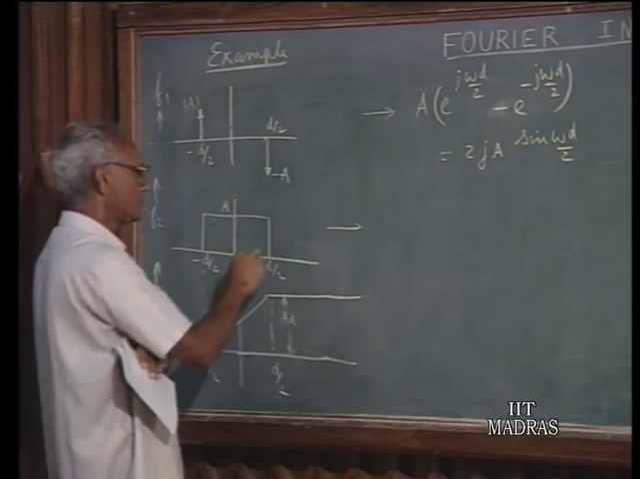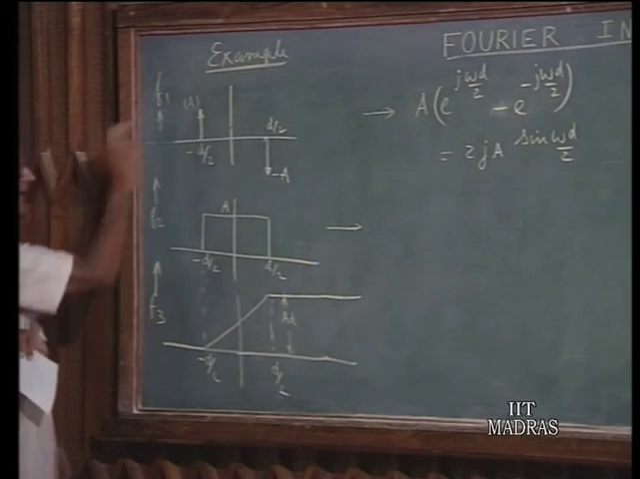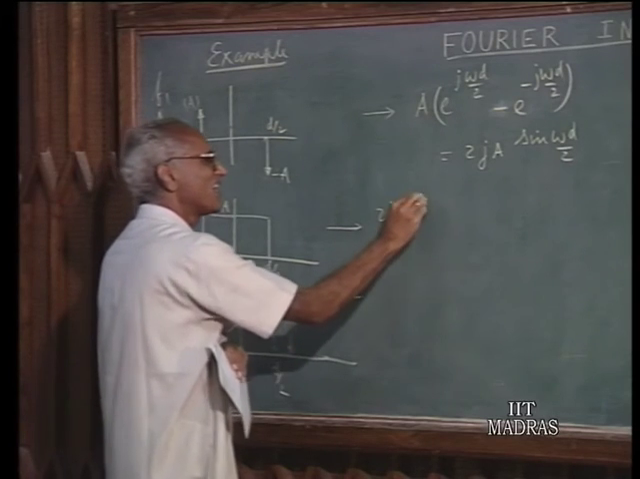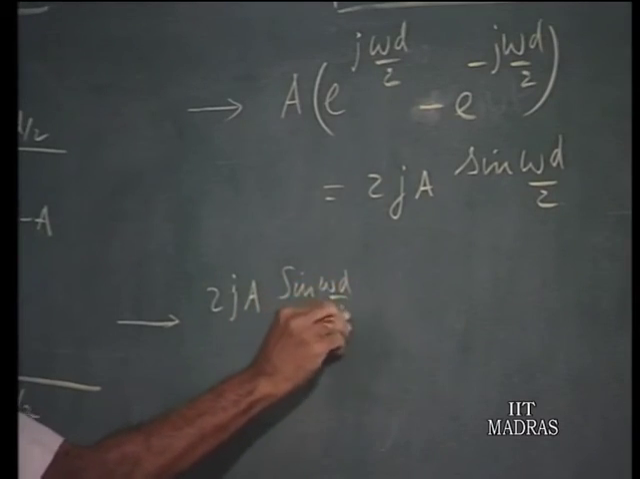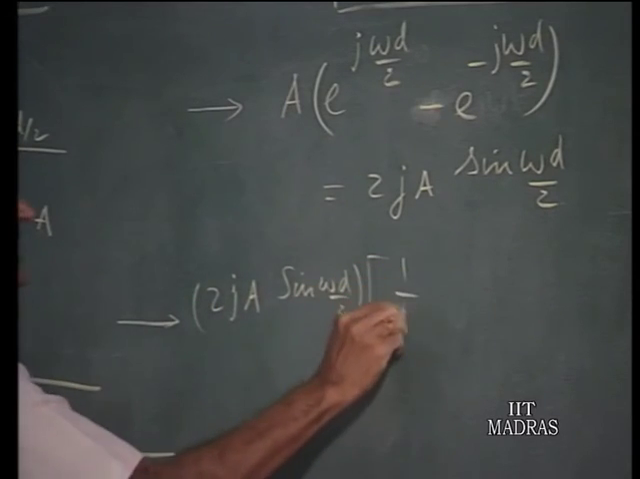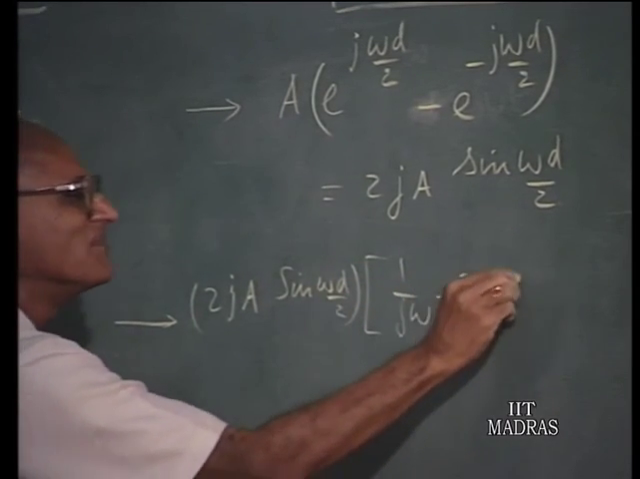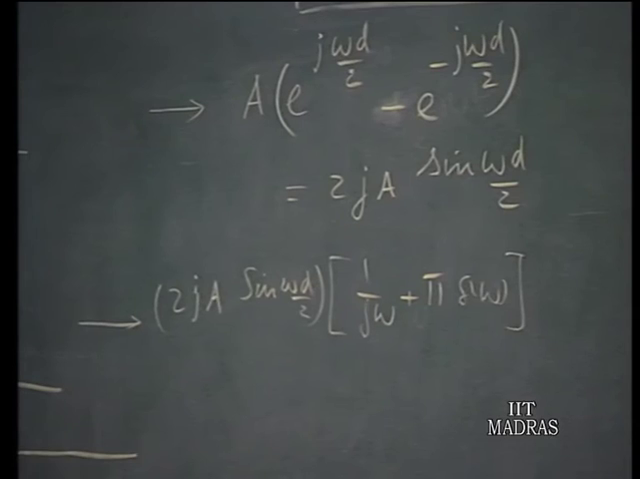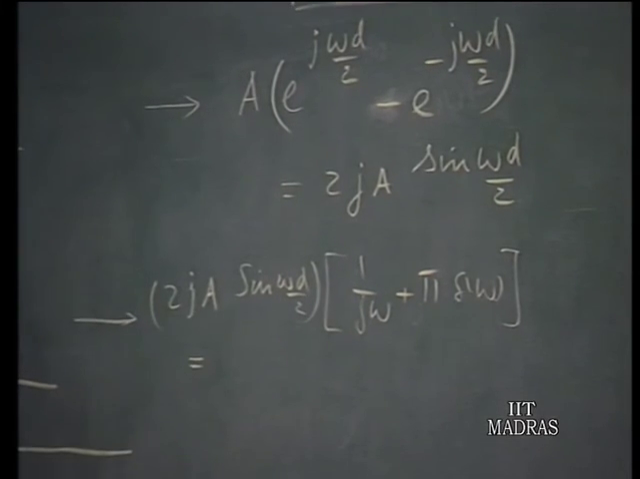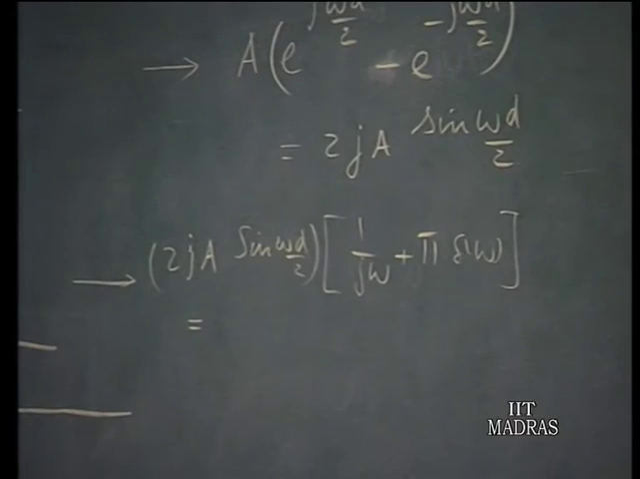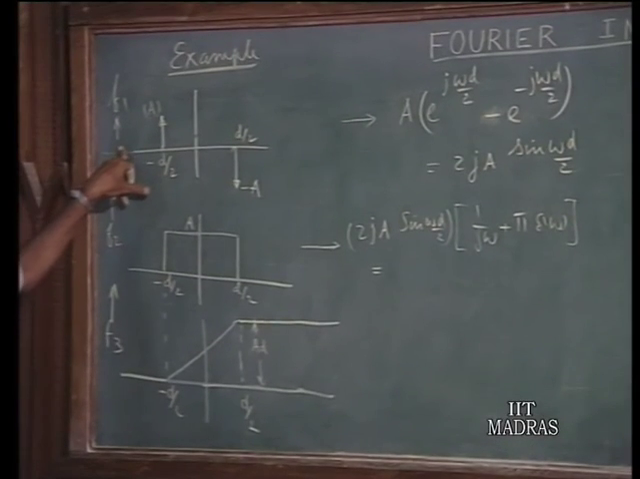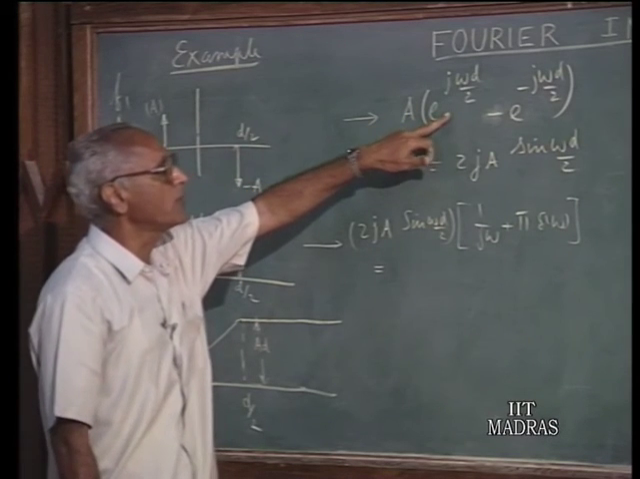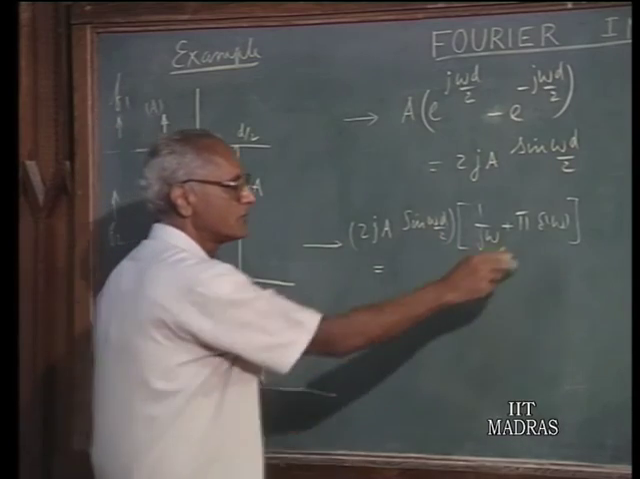Now, this curve is obtained by integrating this. Therefore, you have to multiply this by 2ja sin omega d upon 2 multiplied by 1 over j omega plus pi delta omega, by the integration rule that we have just now observed. And here is a case where the integral from minus infinity to plus infinity of f1(t) is 0. In other words, F(0), the value of this evaluated at omega equals 0, is 0. Therefore, this term drops out.